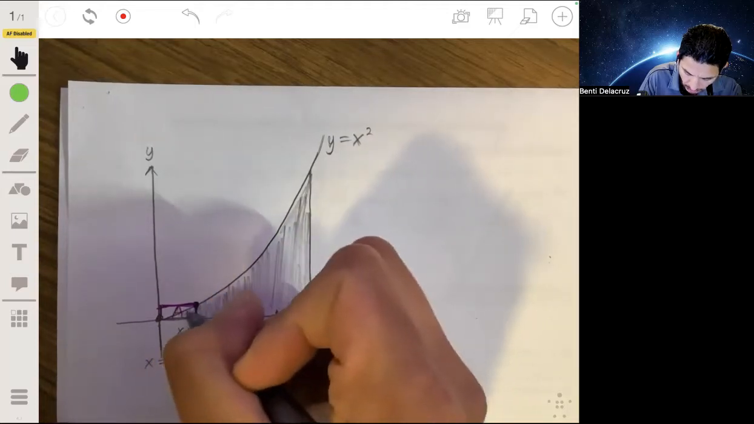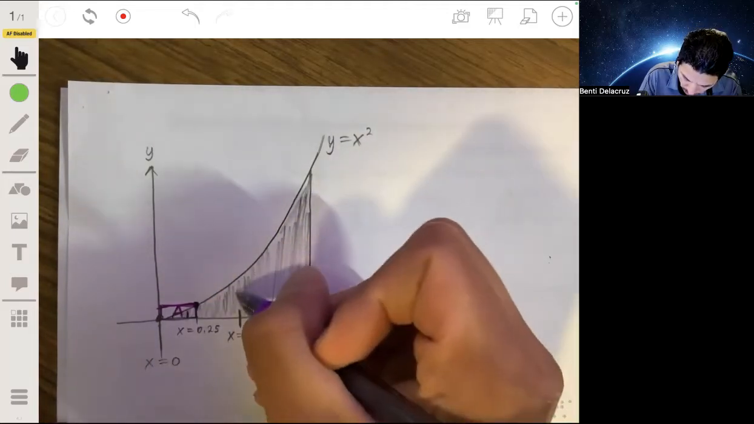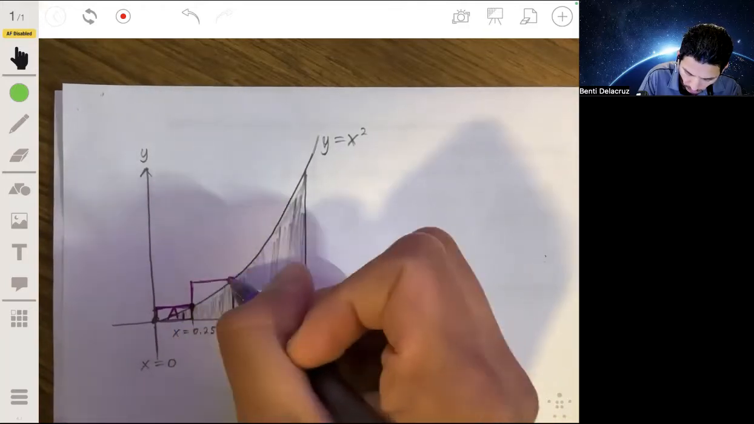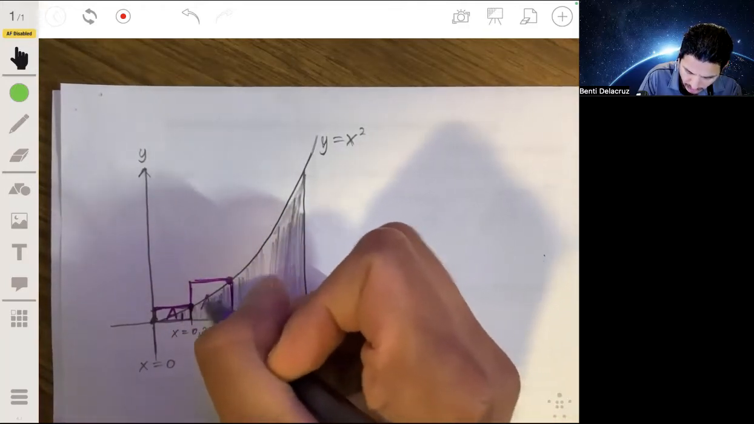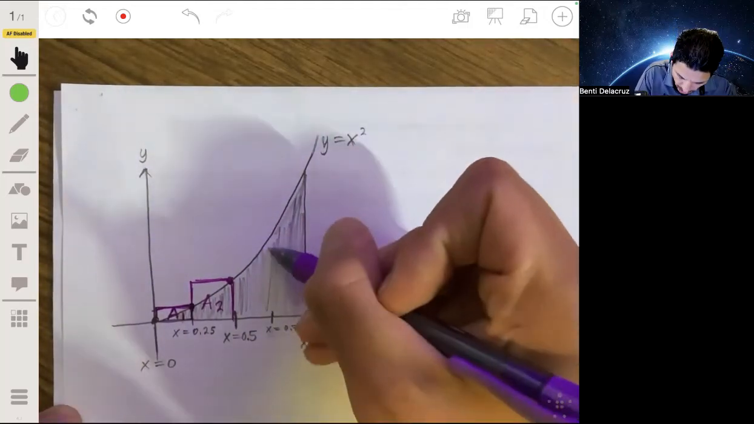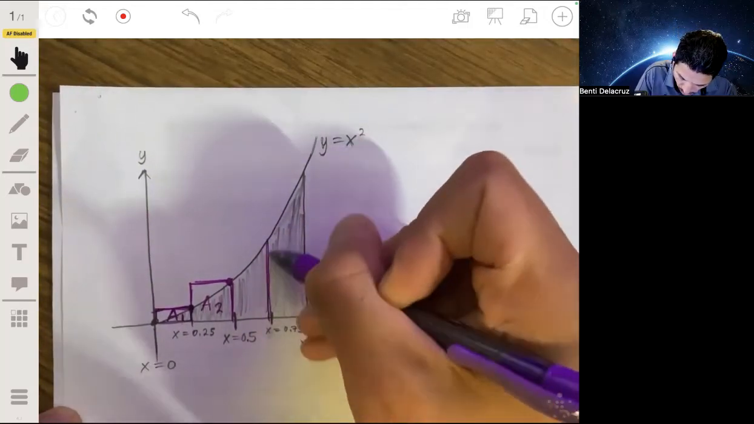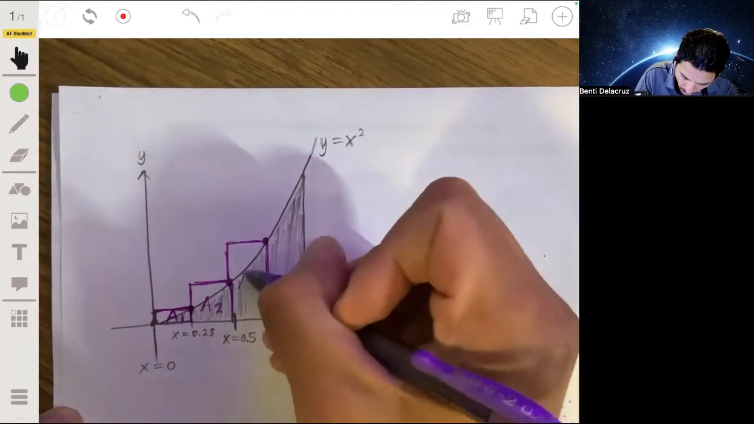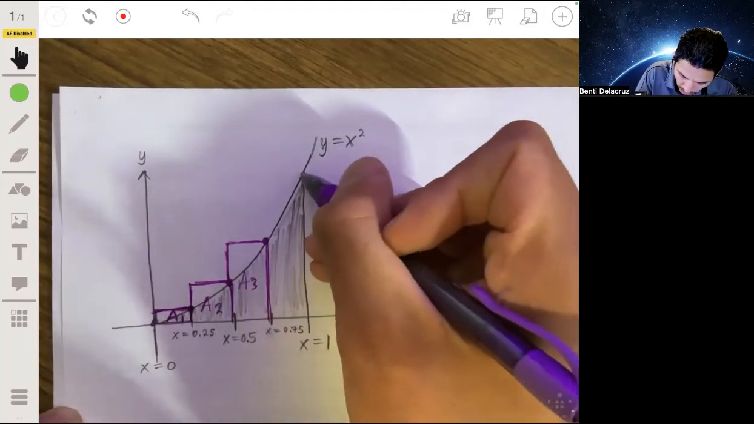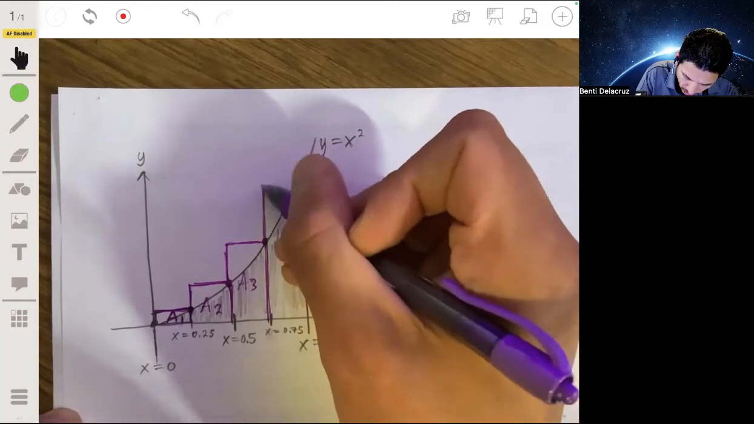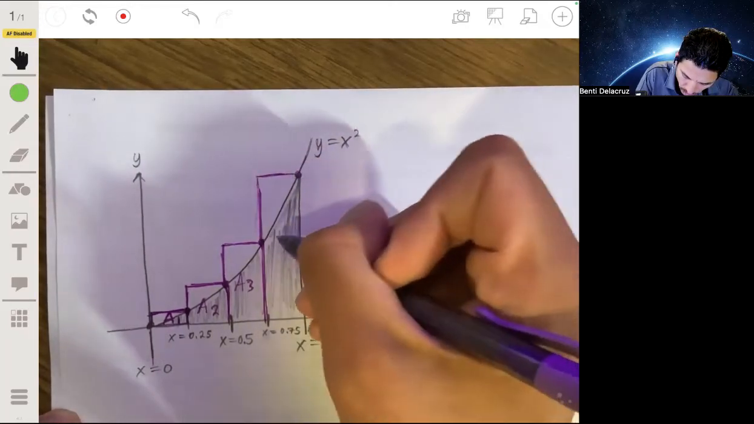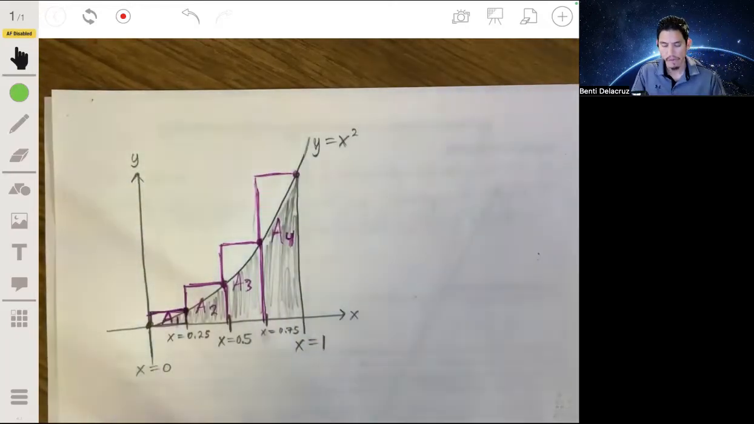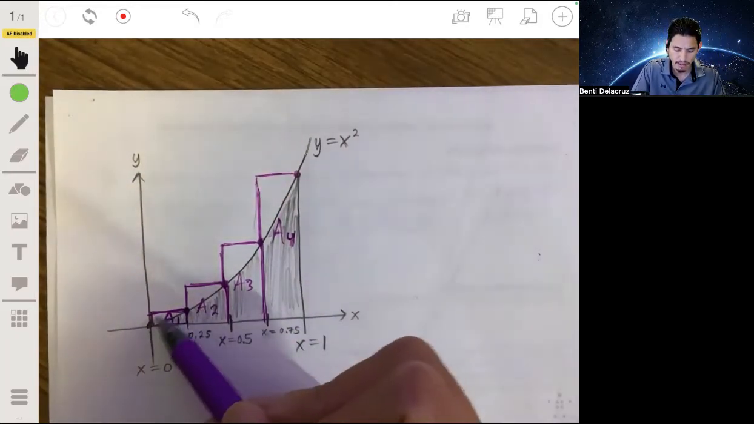So it'll be A1. Let me write A1 in there. We'll call it A2. It will have a top right corner up here, again going over the graph. It's going to look something like that. That'll be A2. A3 will have its top right corner over here. And A4 will be way up here at the top right corner of the parabola at 1. So here are the circumscribed rectangles.